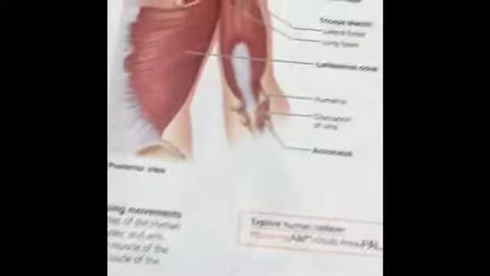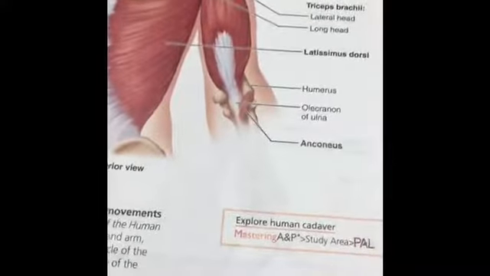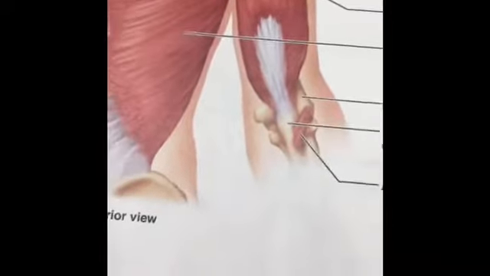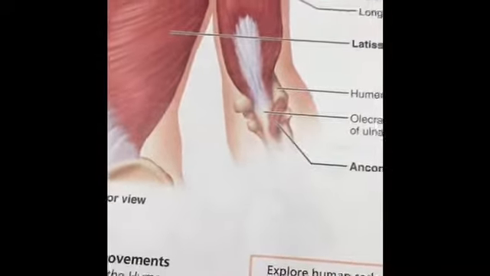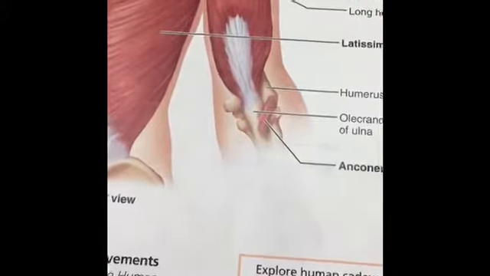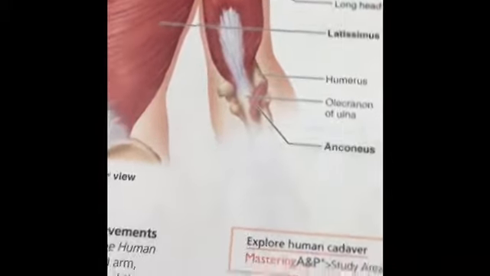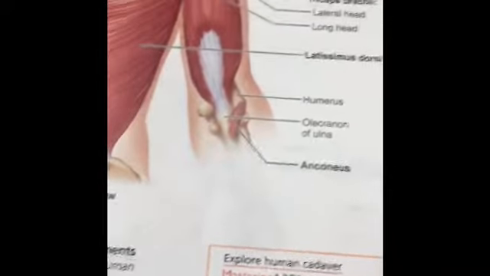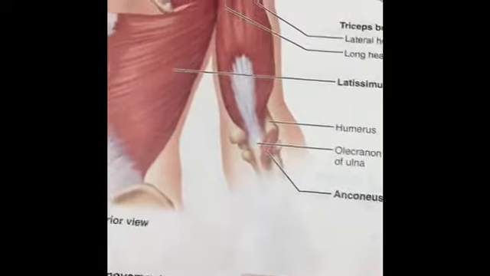And the action of the brachioradialis is that it is the synergist in forearm flexion. And we have the anconeus located right here. The origin of the anconeus is the lateral epicondyle of the humerus, and the insertion is the lateral aspect of the olecranon of the ulna. The action of the anconeus is that it abducts the ulna during forearm pronation. And that is it for the superficial muscles of the anterior arm.